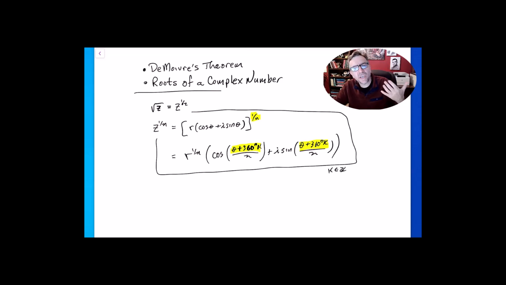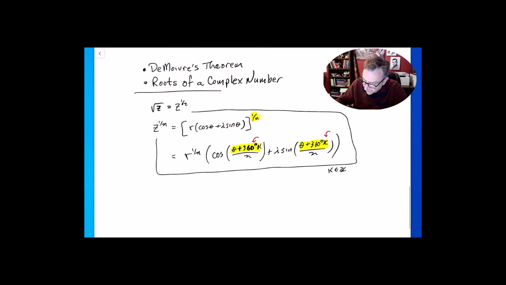And so you start k with 0. k could be 0 and then k could be 1. So when k is 0, you could see it's just theta times 1/n. And there's going to be multiple answers. So just like with regular numbers, real numbers, if you take the square root of 2, right, there's 2 square roots of 2, the plus or minus, it's the same business.